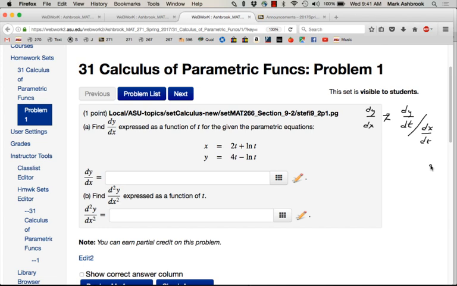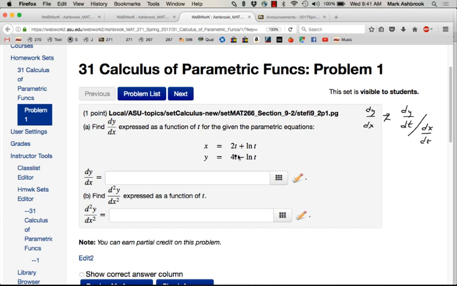dy/dx is about how much y changes for a change in x. dy/dt is about how much y changes for a change in t. Those are different derivatives. So if we want dy/dx and everything's in terms of t, then we're going to divide dy/dt by dx/dt.